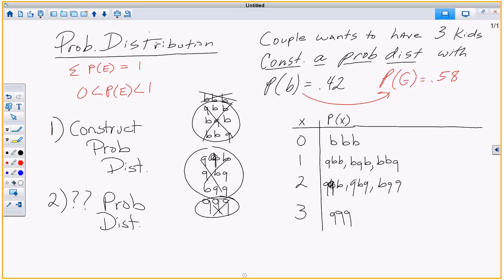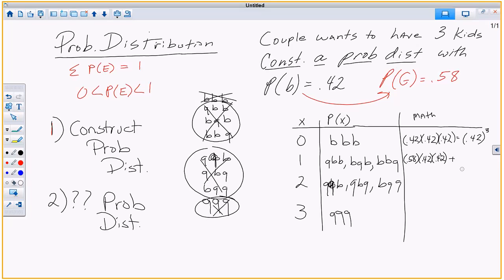Now, if it was 0.5 probability, it'd be different, but it's not 0.5 probability. It's 0.58 and 0.42. So we're going to go over here, and we're actually going to do the math. So this one's going to be 0.42 times 0.42 times 0.42, or 0.42 raised to the what? Third power. We're going to do that in just a minute. What's this one? Well, let's see. 0.58, 0.42, 0.42.